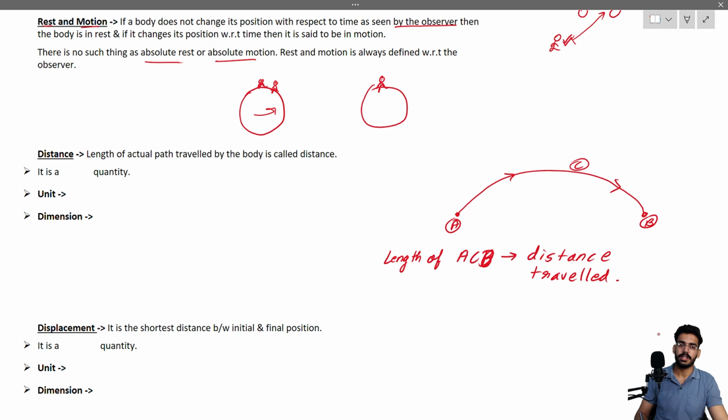Now we are defining whether distance is a vector quantity or a scalar quantity. Distance is basically a scalar quantity. Vector quantities we already defined. The SI unit is the meter, and the dimension is M0 L1 T0. These things we have already studied, so according to that I'm writing.